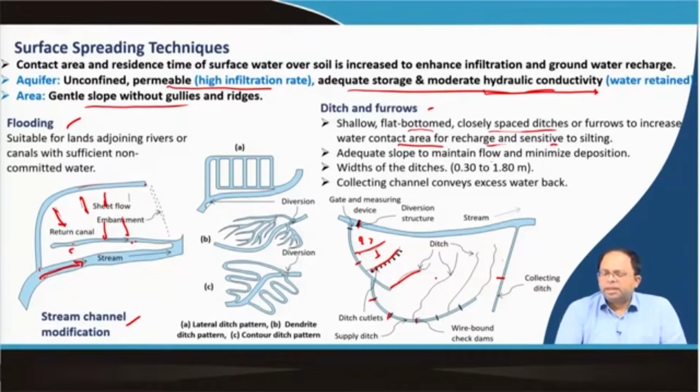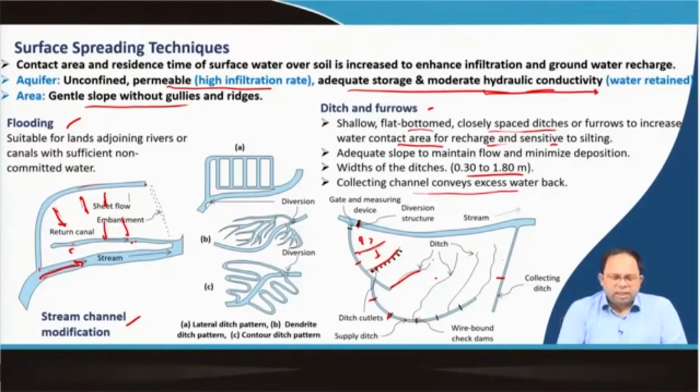So we need adequate slope to maintain flow and minimize deposition in these ditches. If the slope is too small, then there will be a lot of deposits that we don't want, and usually the width of ditches is around 0.3 to 1.8 meters. So these are very thin channels, not very wide, and there are also collecting channels which convey excess water back into the river. This is how the designs are for ditch and furrows.